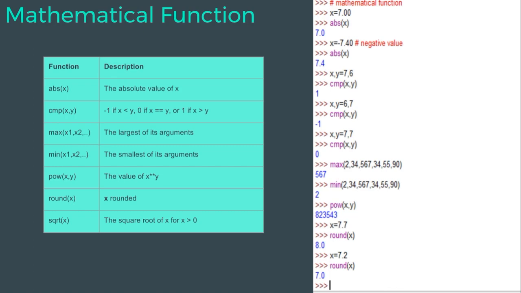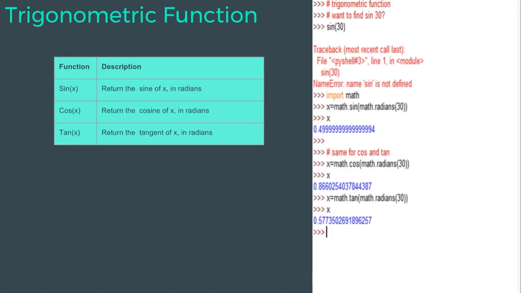Now next, see the trigonometric functions and how to use trigonometric functions in Python. The first one is sine. If you want to find sine 30, and you directly write sine 30, the error will come in the IDLE cell. So you can't just directly write sine 30.